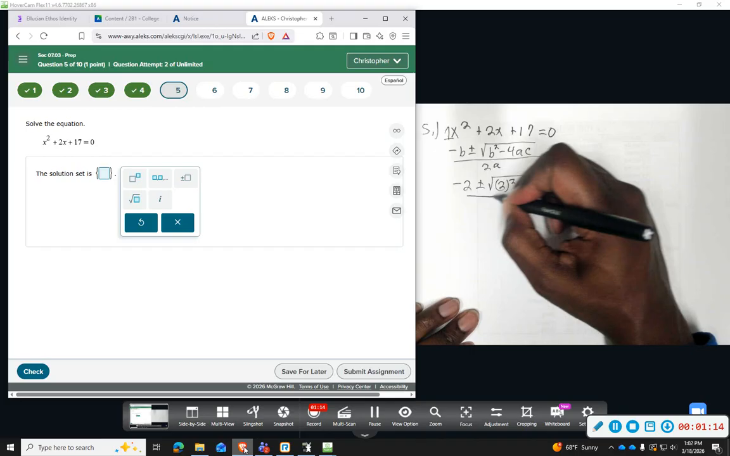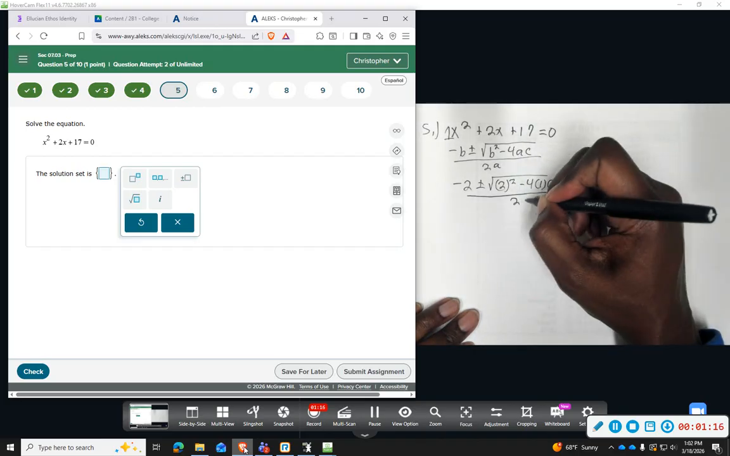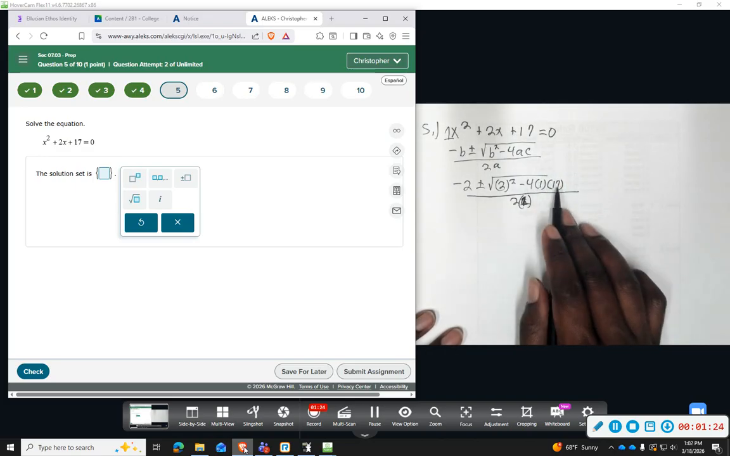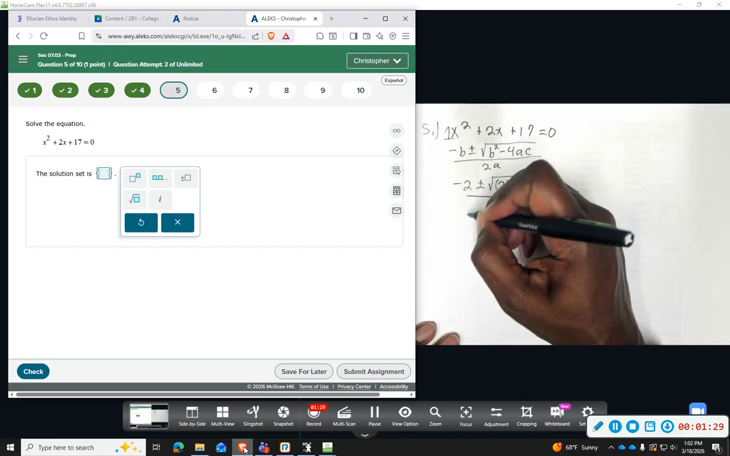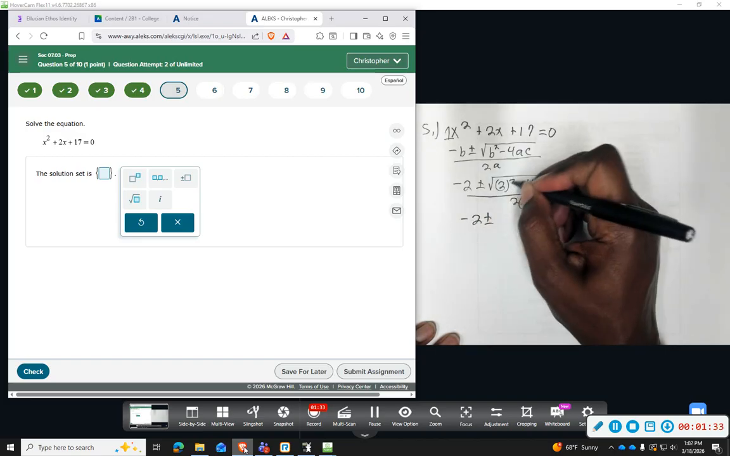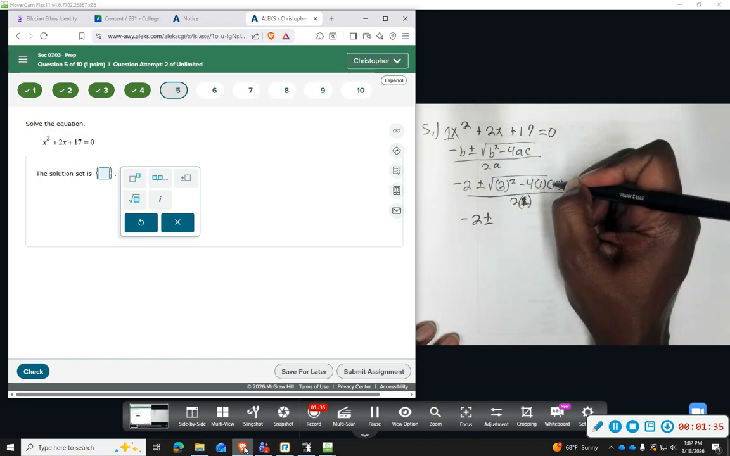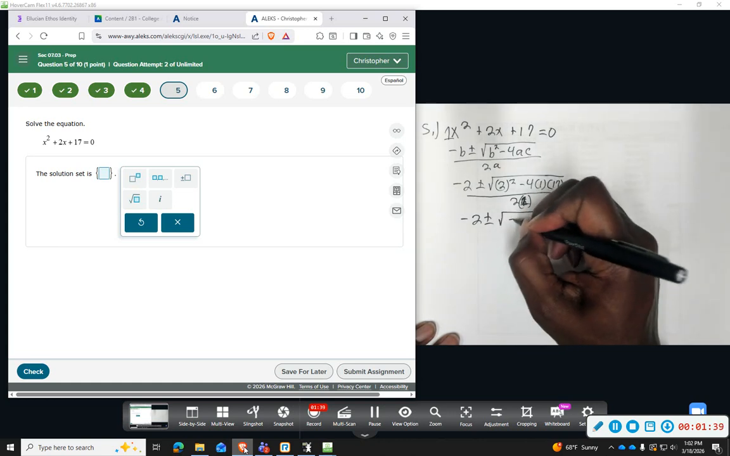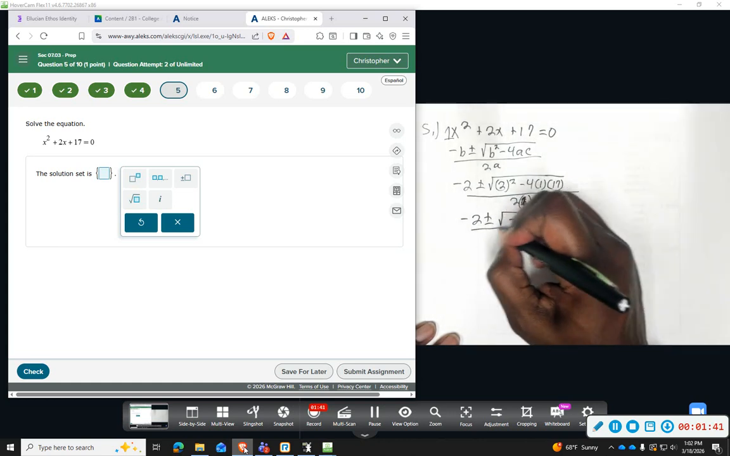And then all of this is over 2 times a, or 2 times 1, sorry. 2 times 1. So we'll simplify this. We get negative 2 plus or minus the square root of 4 minus 68, which gives us a negative 64, all divided by 2.